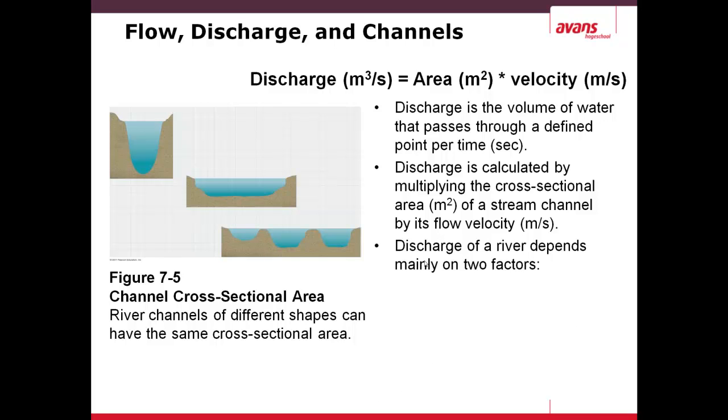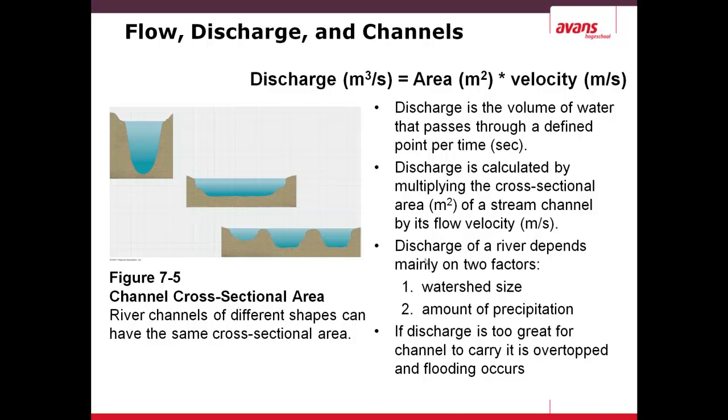Discharge of a river depends mainly on two factors: the watershed size, that's the amount of land which contributes to the river, and the amount of precipitation that falls onto that land. If discharge is too great for the channel to carry it, it is overtopped, it overflows the levees, and this is called a flood.